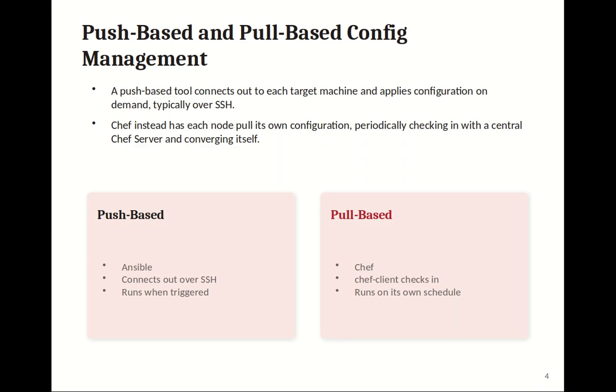Push-based and pull-based config management. A push-based tool connects out to each target machine and applies configuration on demand, typically over SSH. Chef instead has each node pull its own configuration periodically, checking in with a central Chef server and converging itself. Push-based Ansible connects out over SSH and runs when triggered. Pull-based Chef client checks in and runs on its own schedule.